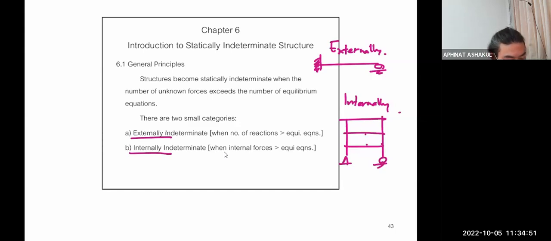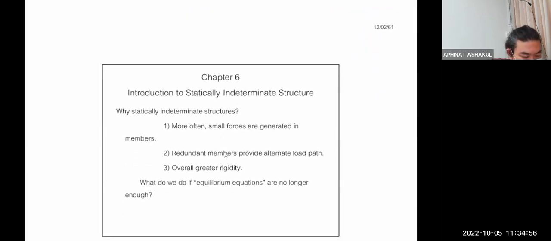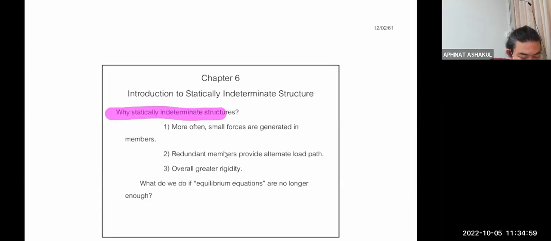Now, as I've said, why do we need this? It's because you're going to have smaller forces in your member. And here redundancy will give you extra safety, or in the engineering term, sometimes the alternate load path. It means that if something collapses, the load can go somewhere else because of the extra reaction. And it is much more rigid than the simple beam.